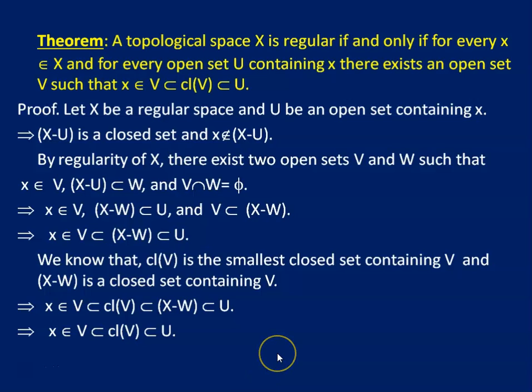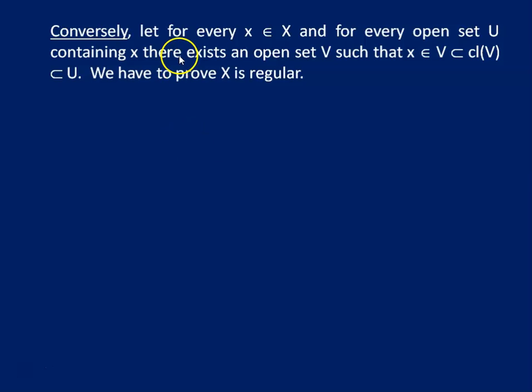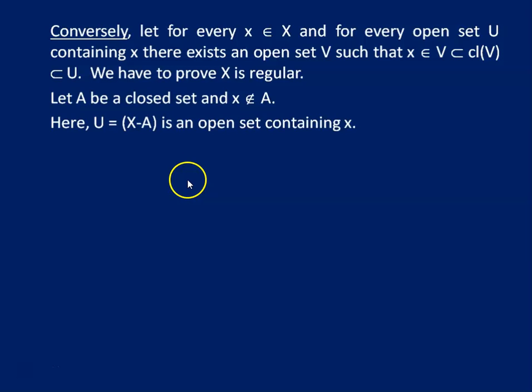Now to prove the converse, let for every x in X and for every open set U containing x, there exists an open set V such that x belongs to V is a subset of closure of V is a subset of U. Now we have to prove that X is regular. To prove X is regular, let us take a closed set A and a point x outside A.